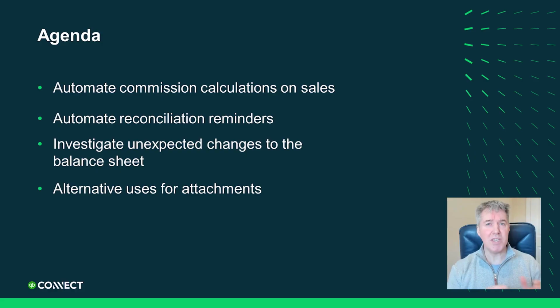So we'll look at how we can automatically calculate sales commissions on sales when we raise an invoice or a sales receipt, how we can send ourselves reminders to automatically check for uncleared bank entries, how we can investigate errors using report tools and the audit log, and then finally some additional uses for attachments.